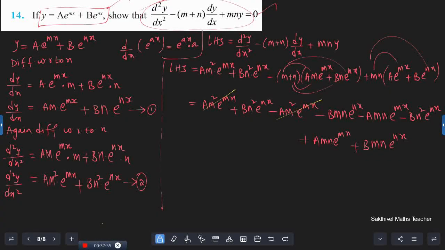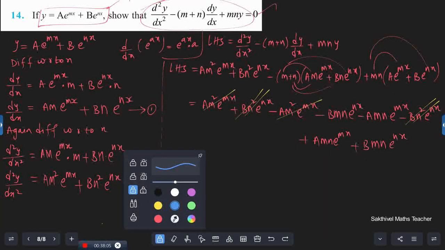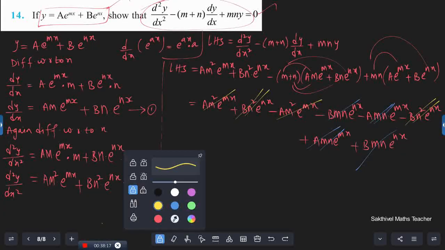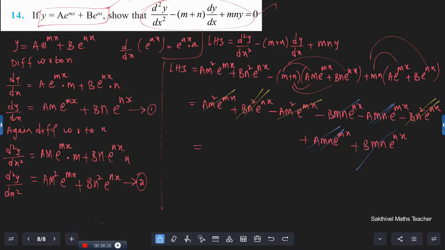Have you noticed it? Next, yes, this is a double line I'm giving to understand. Okay, double line. Then a different color I'm giving. Minus m n e power mx minus b m n e power plus, this is cancelled. Again a double line. So for differentiation I gave it like this. So what I am getting finally is 0.